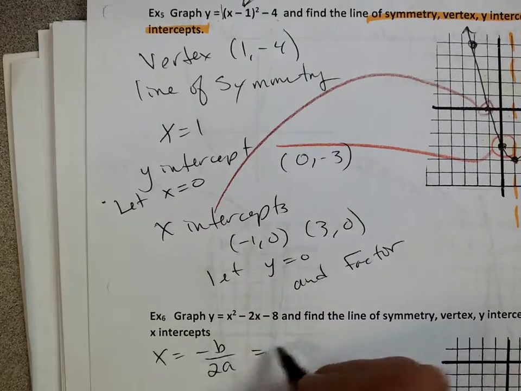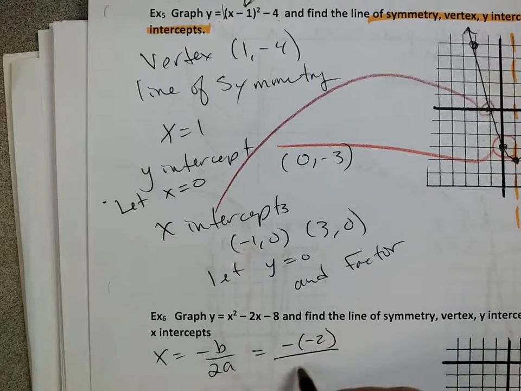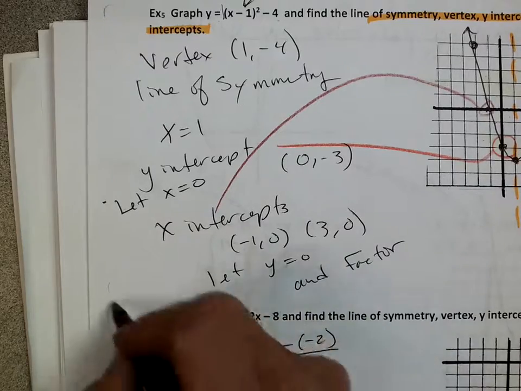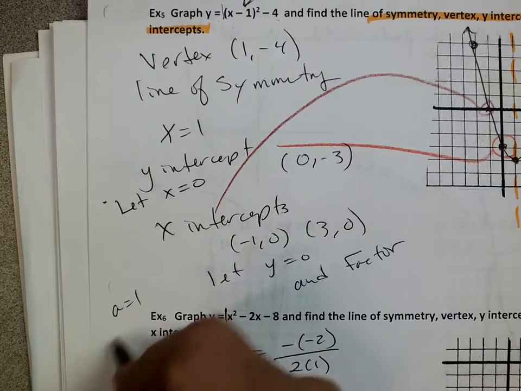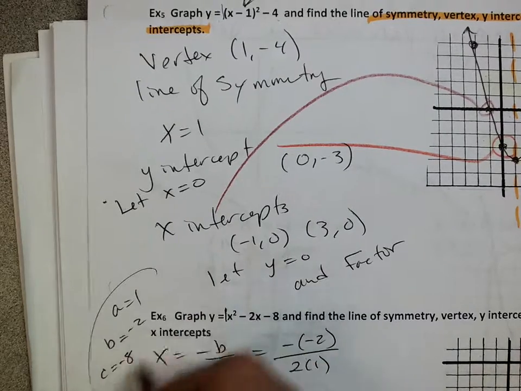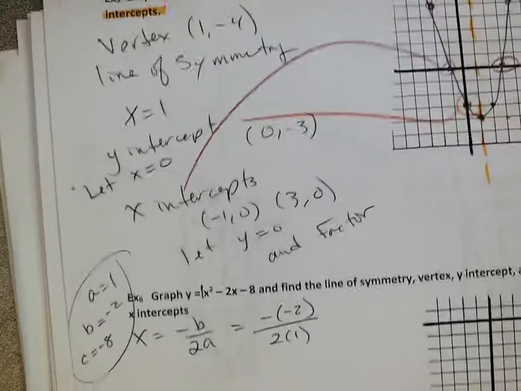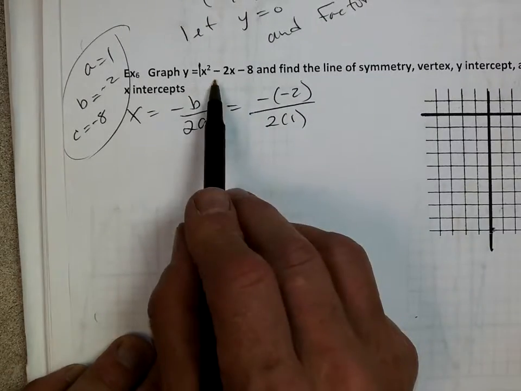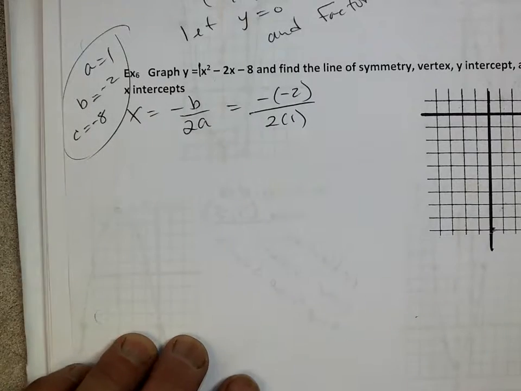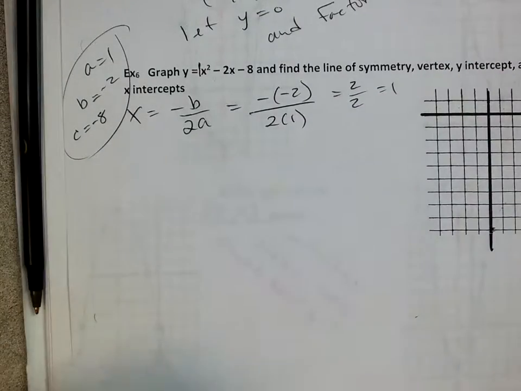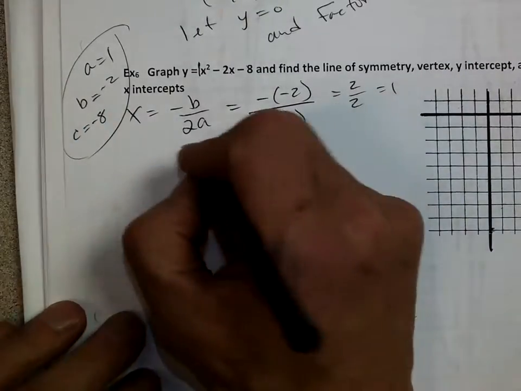So we're going to have to do negative, negative 2 over 2 times 1, right? Wait, what's A? Is A 0? A is 1, because there's a 1 right there. So A is 1, B is negative 2, and C is negative 8, right? So negative B is positive 2. So I get a positive 2 over 2, which is a 1. So my line of symmetry is at x equals 1, right?